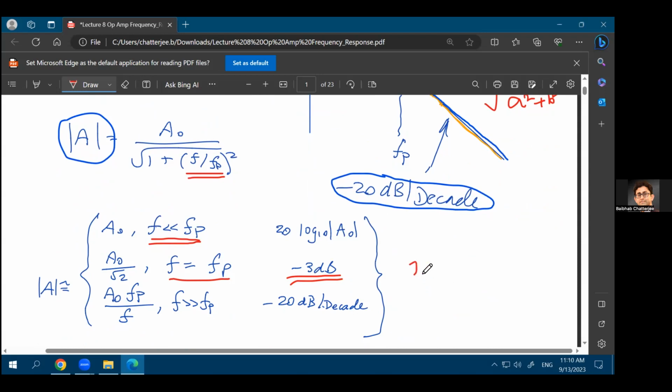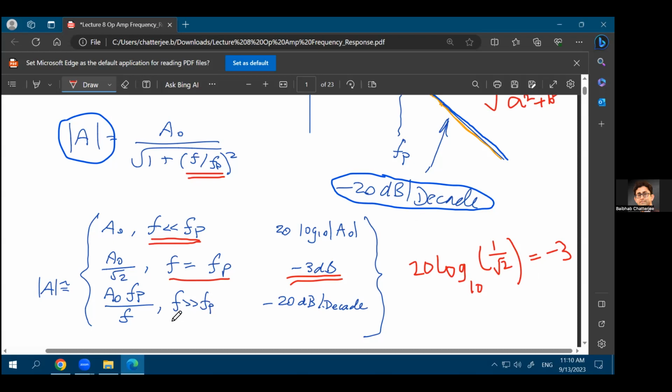So what I'm saying is 20 log base 10 of 1 upon square root of 2 is equal to minus 3. It will be minus 3.0 something, but for all practical purposes, you can assume it to be minus 3.